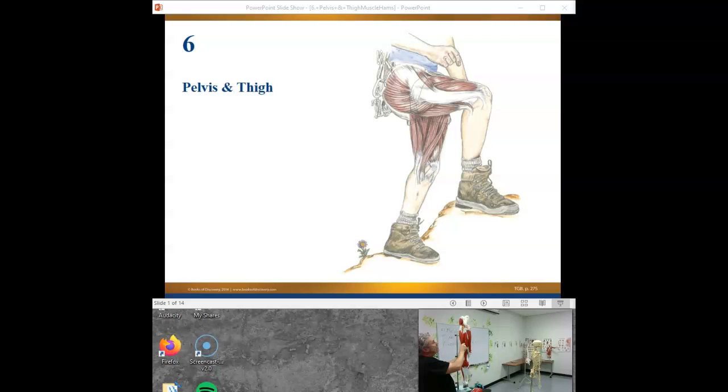The only difference: the biceps still does, but one of the heads of the biceps femoris does not, and it actually originates on the back of the femur.